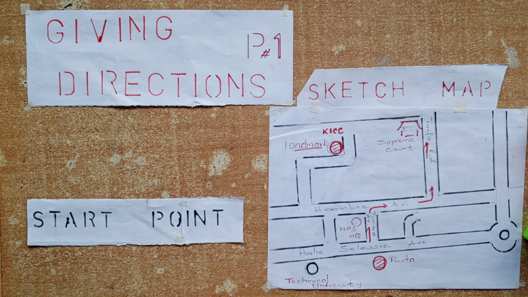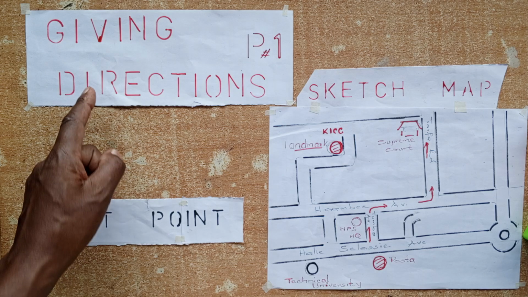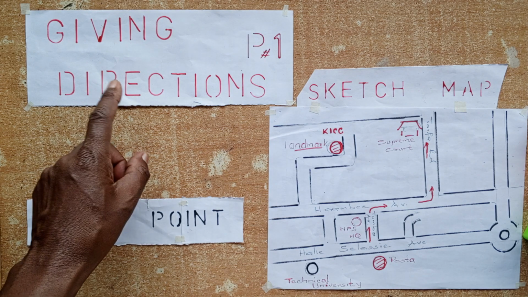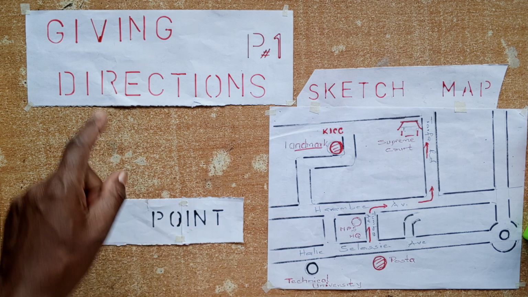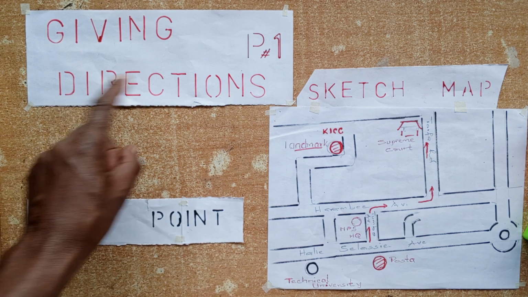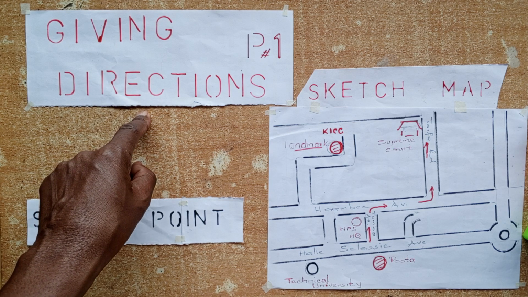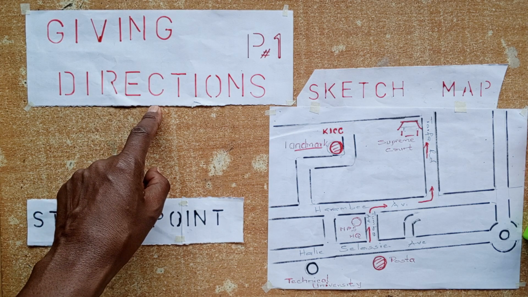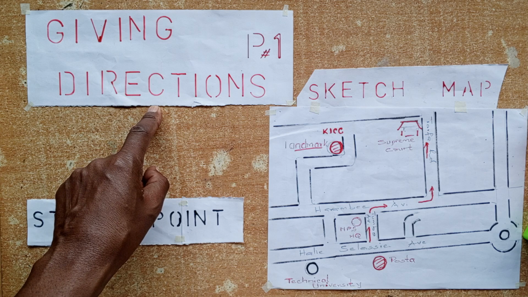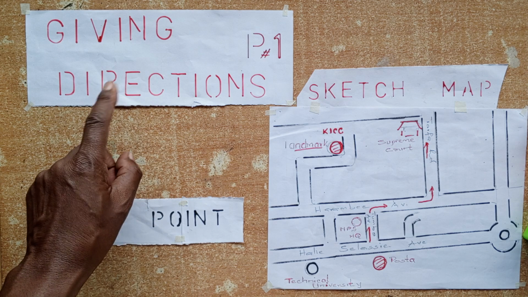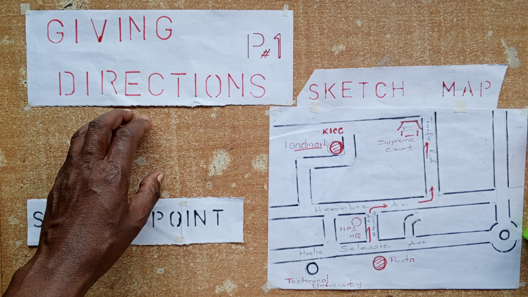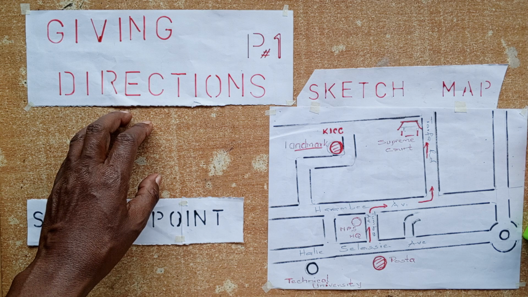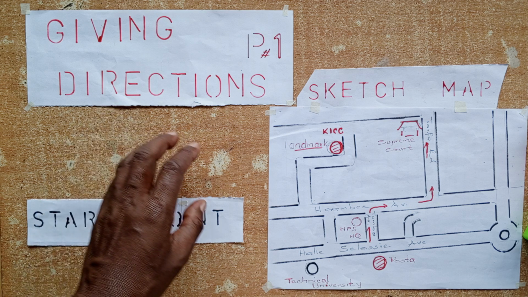What do we mean by giving directions? This refers to providing guidance, providing instructions on how to reach a specific place or location. Giving direction is telling someone how to get to a place. It is guiding a stranger, a visitor, a person, somebody to a local destination.